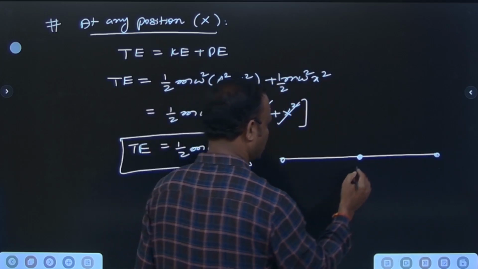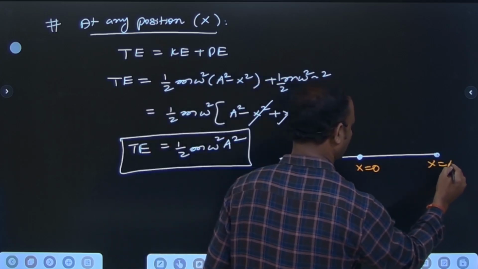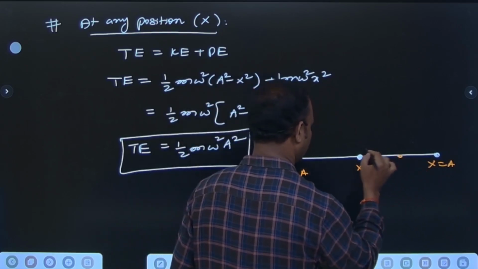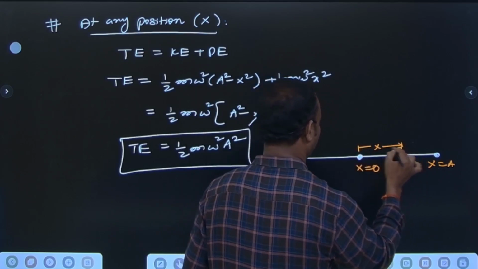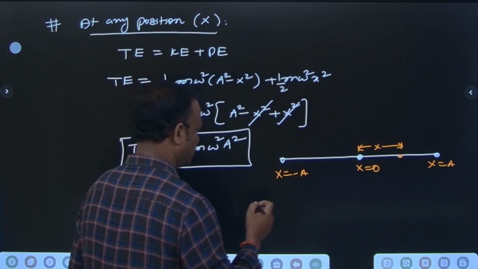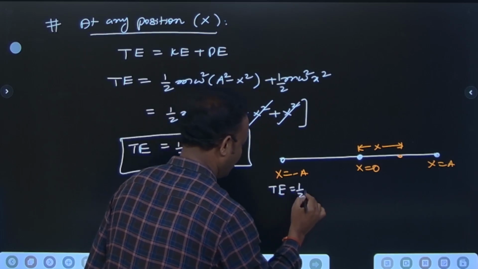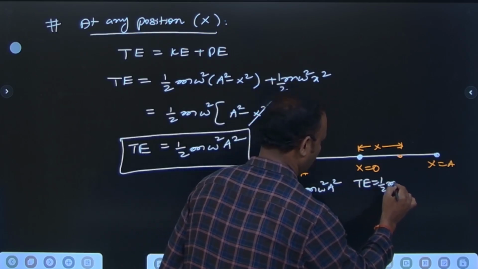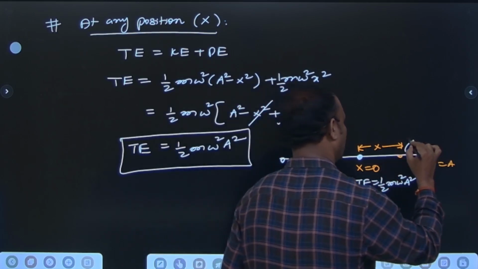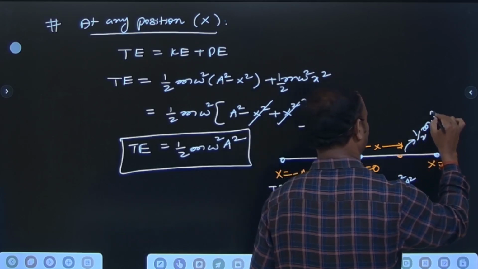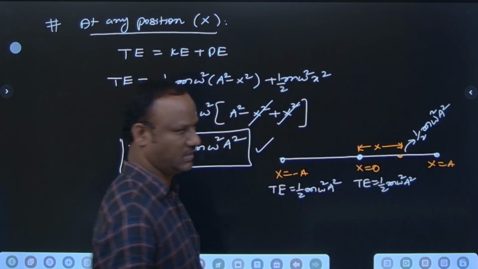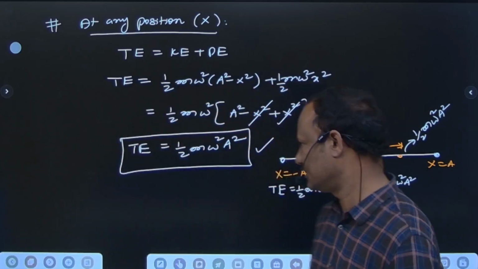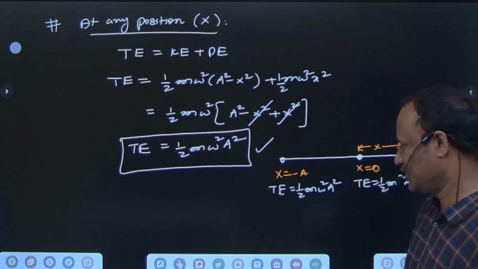So x is equal to 0, x is equal to a, x is equal to minus a, or some x distance from here. At every position, the total energy is equal to half m omega square a square. Here also the total energy is half m omega square a square, which we proved here. So the total mechanical energy is the sum of kinetic energy plus potential energy.